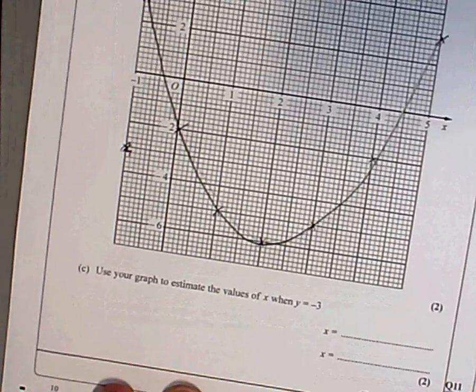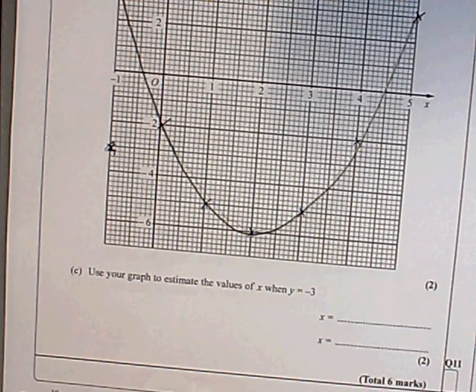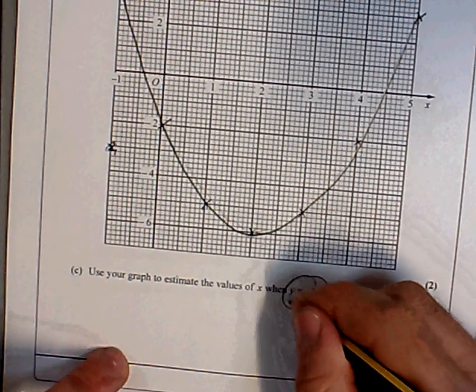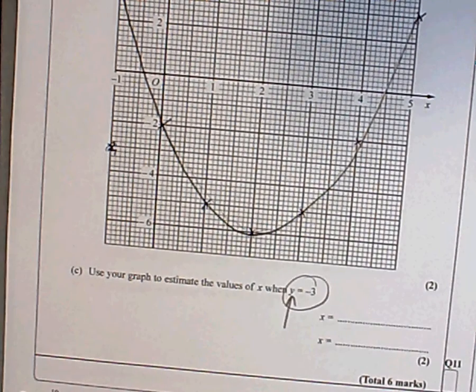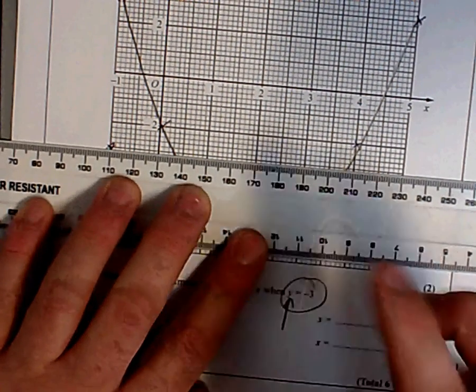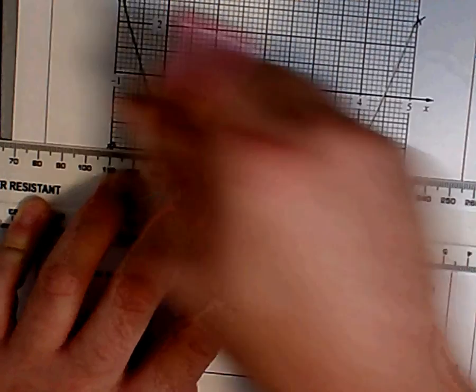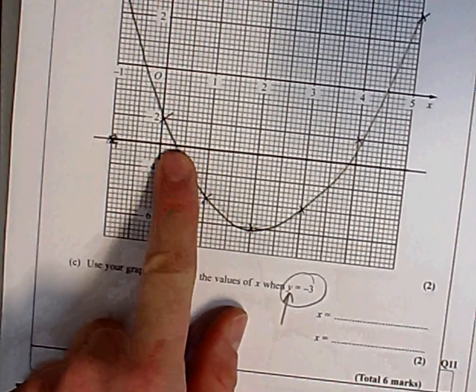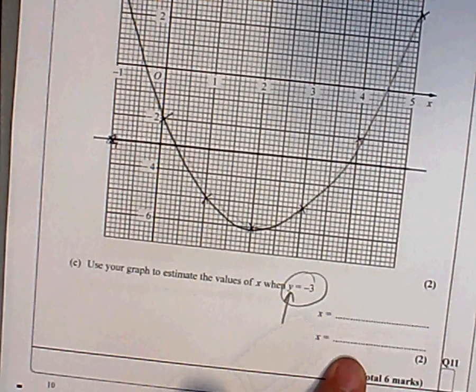Right, next bit. We've drawn our quadratic, and then it's saying, right, figure out the values of x when y is -3. Now y equals -3 is a line. It's told you what axis it wants you to go through. It wants you to go through the y-axis at -3. So it's a straight line through the y-axis at -3. Now, looking at the diagram, it's intersected the quadratic twice. There's two answers, so it's looking good.